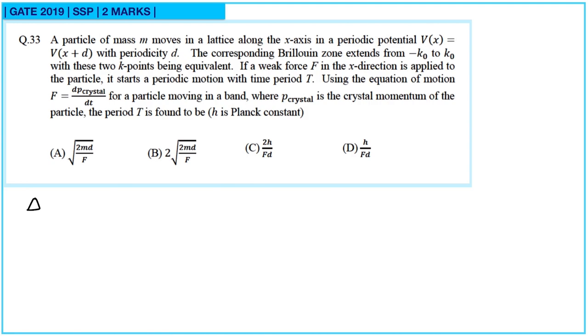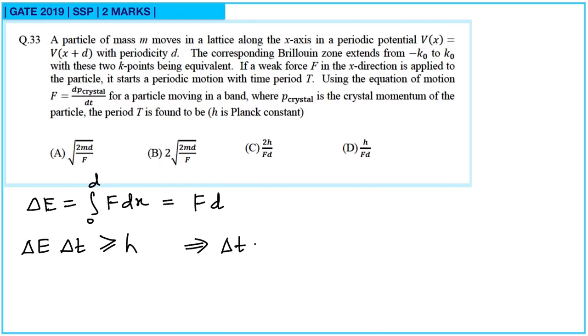Now first of all, let us see. We know delta E is equal to the integration of F dx, going from 0 to d. So that will be F into d. And we also know by Heisenberg's uncertainty principle, delta E times delta t is greater than h cut. So from here we can write delta t is equal to T, that will be the time period. So what we are doing is we are considering that interval from 0 to d, and in that interval, since time period is T, time taken will be capital T. So this will be equal to h upon delta E, that will be equal to h upon F d. So option D is correct.